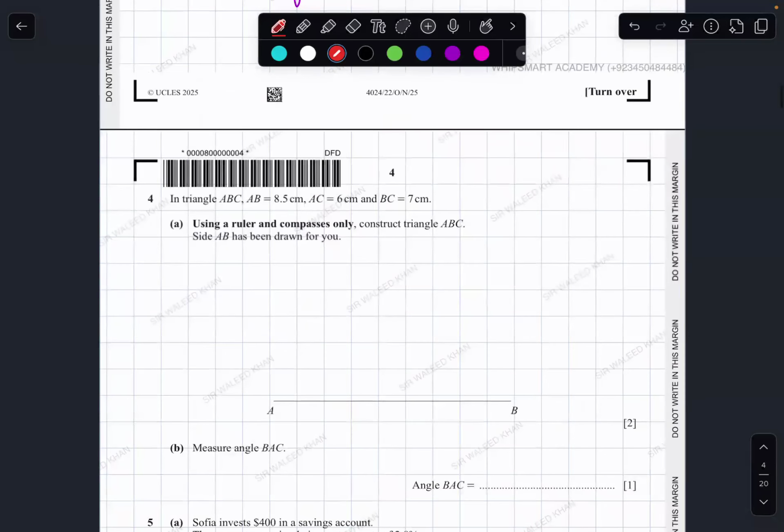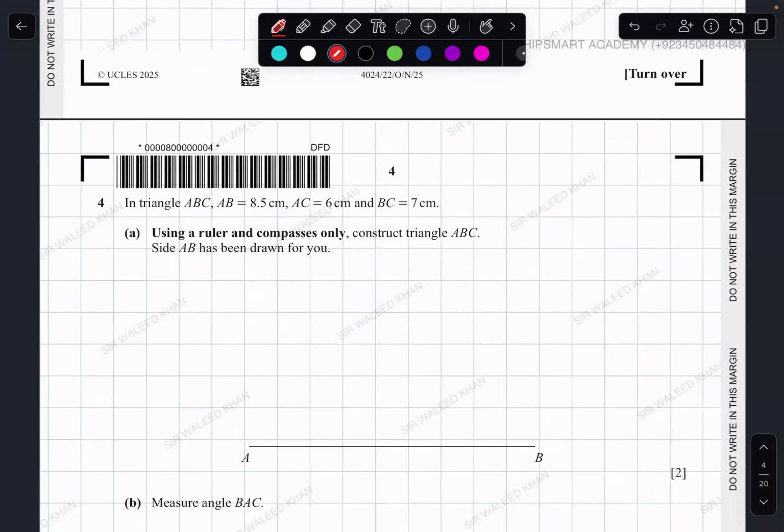In triangle ABC, AB is this much, AC is this much, BC is this much. Use a ruler and compass only. Construct triangle ABC. So no scale is given to you. AB is drawn for you. So you are going to point out the point C over here with the help of these points. AC 6 centimeters. So from A towards C, if you are moving, it will be of length 6 centimeters.